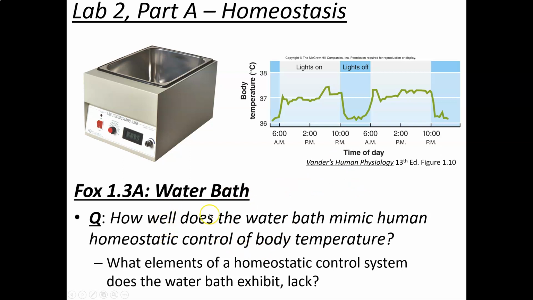One of the things that we'll talk about later is how well a water bath mimics the homeostatic control of human body temperature. It's not a bad connection to look at. And what's the difference between the water bath and homeostasis? As an example, our body temperature fluctuates typically in what they call a diurnal cycle, diurnal variation. So day-night, basically, is what diurnal means. And we see that the temperature goes up and down based on whether the lights are on and off.